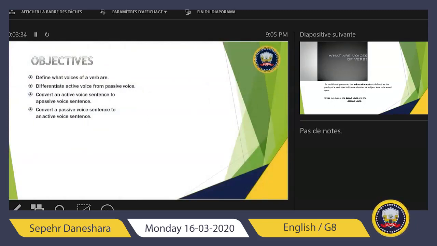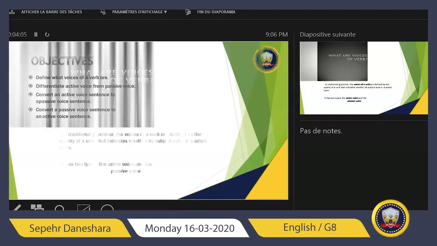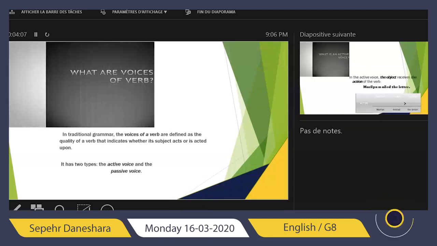So, by the end of these lessons, we need you to be able to define what voices of a verb are. Also, to differentiate the active voice from the passive voice. Thus, convert an active sentence to a passive sentence. And the last one is to be able to convert a passive sentence into an active one.